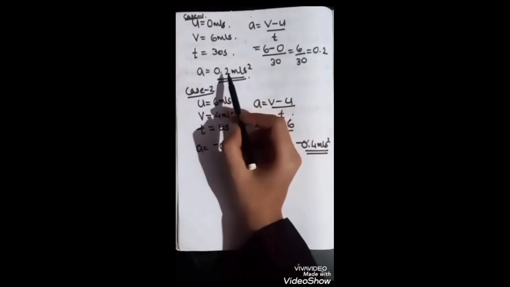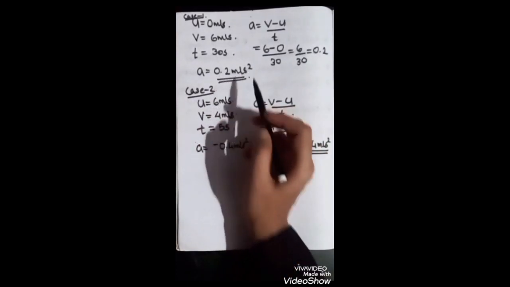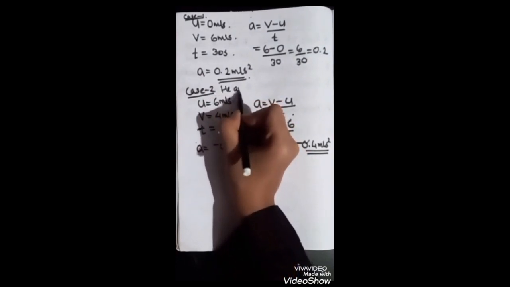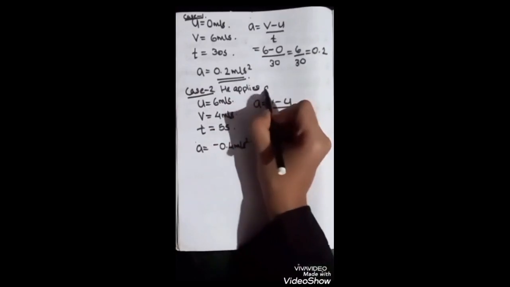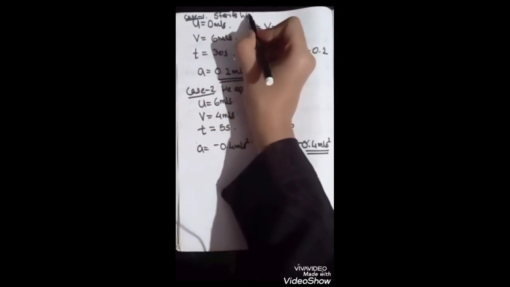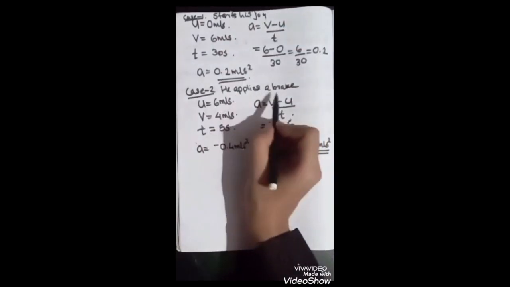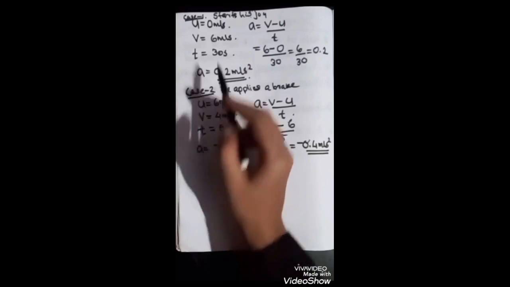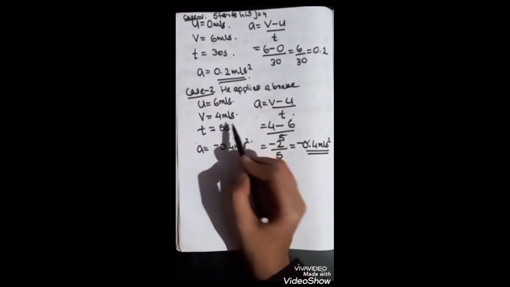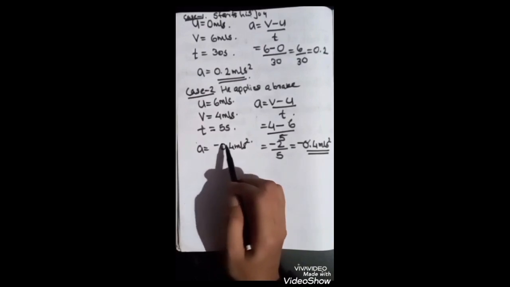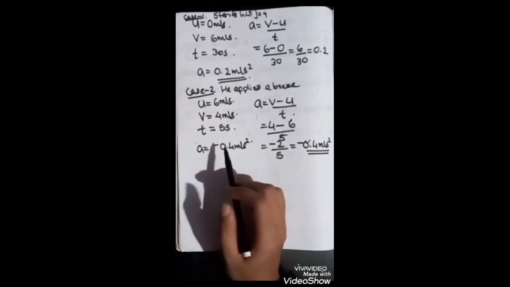In the first case, the acceleration is 0.2 meter per second square. In the second case, he applies a brake. In the first case, he starts his journey and starts to pedal the bicycle. Here he applies the brake, then the velocity decreases to 4 meter per second, that is, from 6 it becomes 4. Then the acceleration becomes negative. We get the negative acceleration.